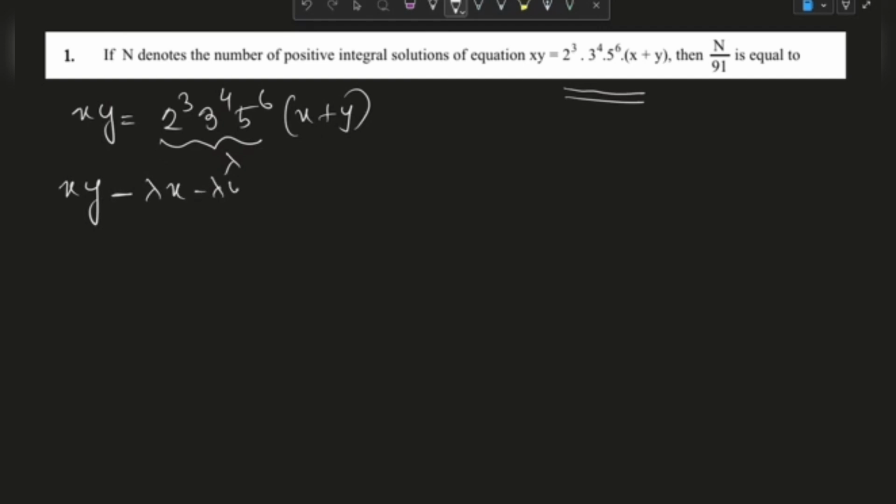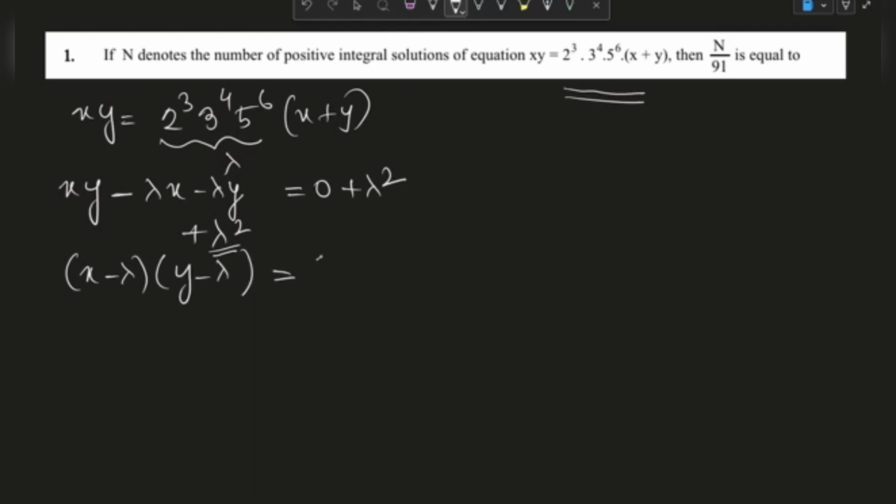So what I will do is I will write the question first. This is xy equals 2 power 3, 3 power 4, 5 power 6 times x plus y. So basically let's take this thing to be some, say, lambda. Then xy minus lambda x minus lambda y will be 0. So what I will do is basically to add this thing to both sides, I will add lambda square on both sides. Now you will ask why I added lambda square. I could have also added lambda. I added lambda square basically to write this thing as x minus lambda into y minus lambda. I hope you can understand.